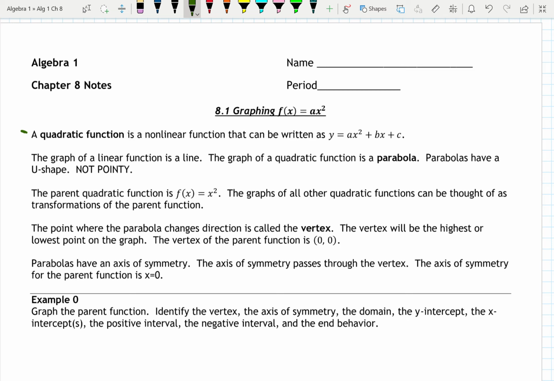Down here, let me just read this statement right here. The graph of a quadratic function is a parabola. So I just used the word parabola. That's the graph, but if you look at the actual equation, you'd say that it's quadratic.